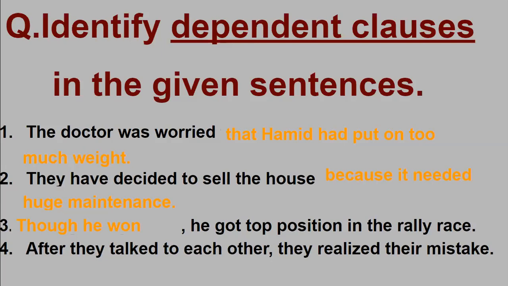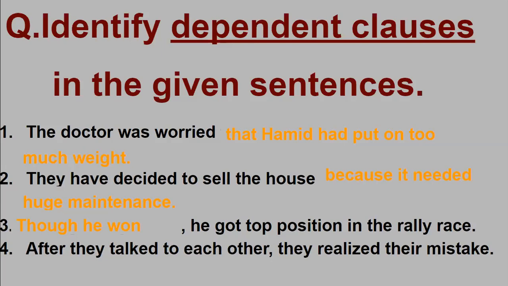Detect them. Where is the dependent clause, students? Okay, who's going to tell me? Yes, tell me, Abdullah. After they talk to each other, they realize their mistake. Where is the dependent clause, subordinate clause? Yes, Abdullah, what have you written? The second part, they realize their mistake.